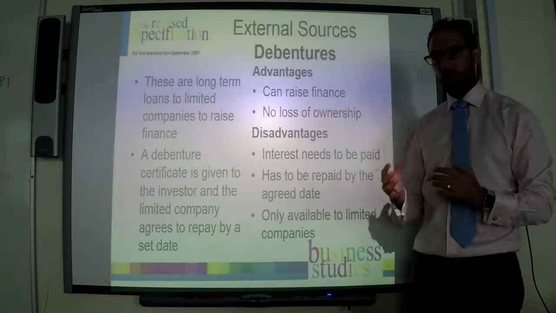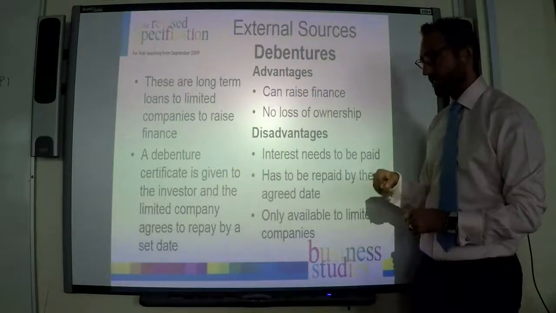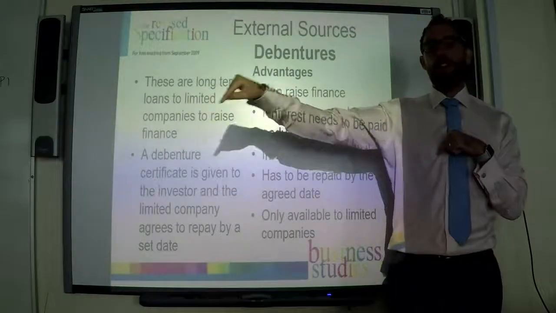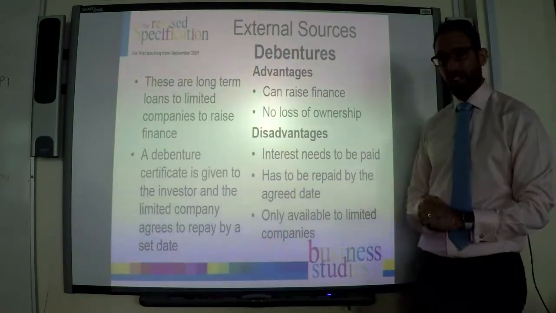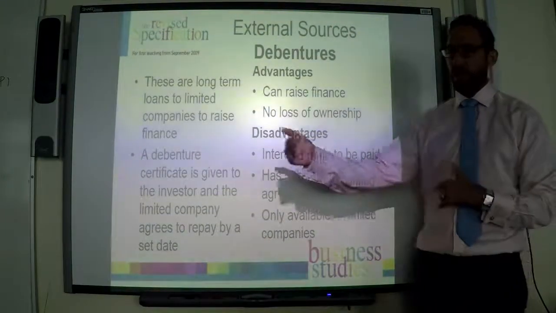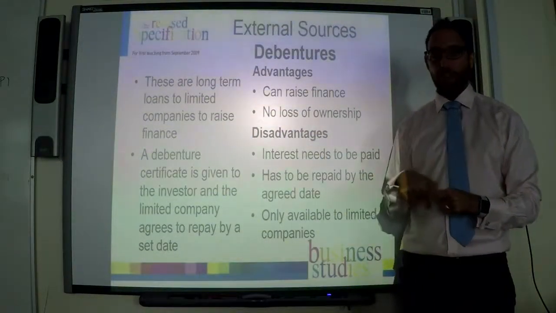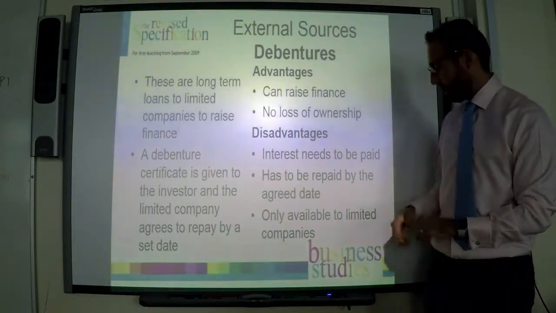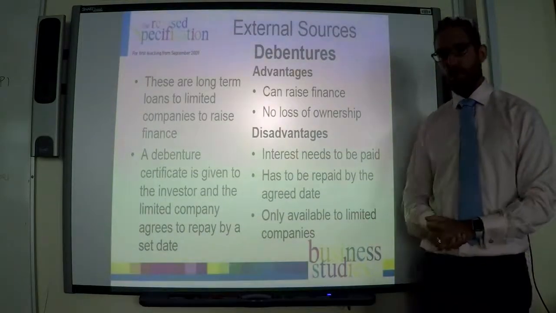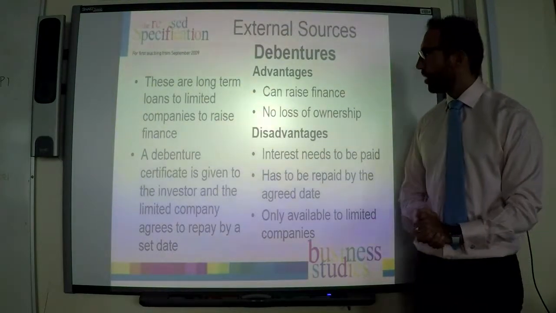The drawbacks, obviously whenever you borrow money, you have to pay interest. So the business has to pay the investor back with interest, okay? And it has to be repaid by the agreed date. So the investor will say, right, I will lend you money, pay me back with interest in 5 years' time. And the business has to pay them back with the agreed interest. And remember, it's only available to limited companies, okay?